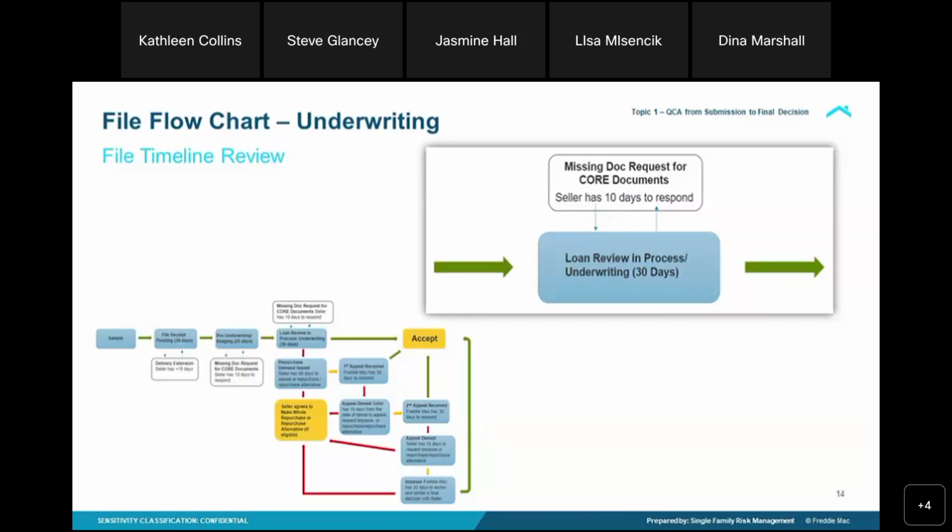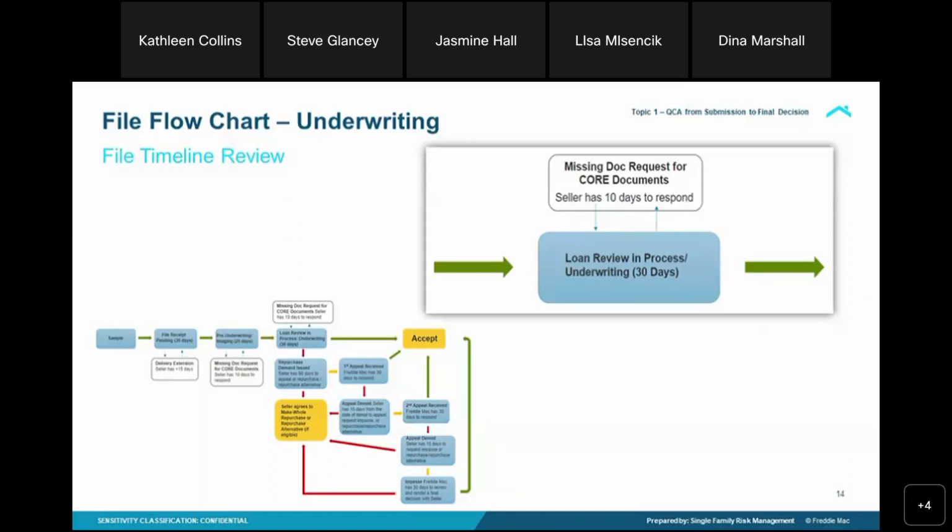If the loan is complete and no deficiencies are identified, the loan is accepted and retained by Freddie Mac. If the loan review results in missing documentation, the underwriter may issue a missing documentation request, allowing the seller servicer to provide the missing documentation in lieu of a repurchase letter.